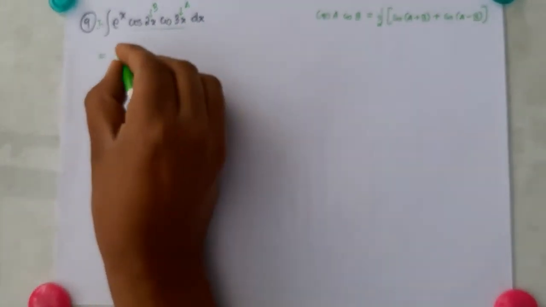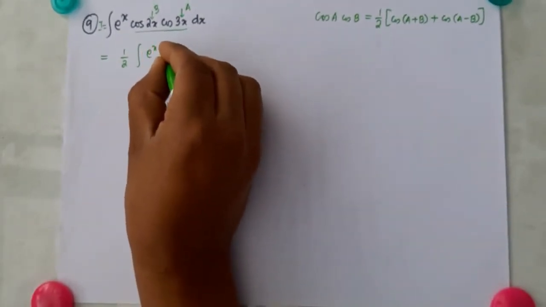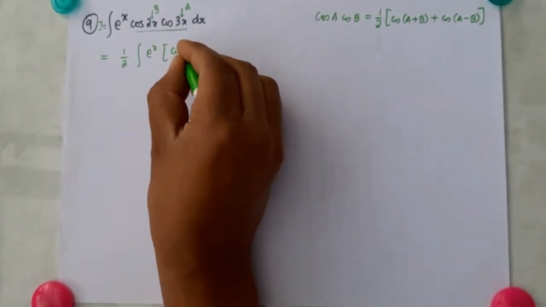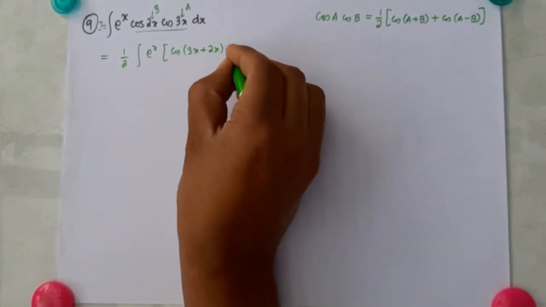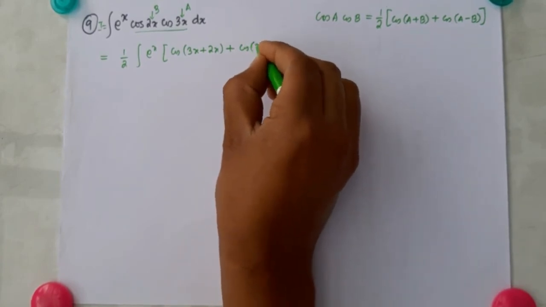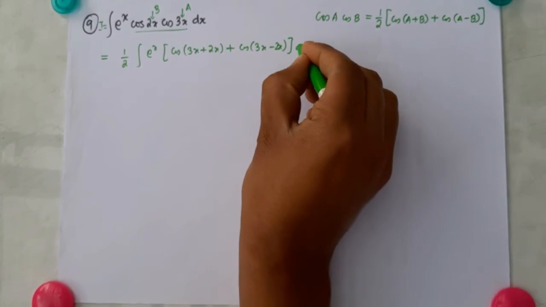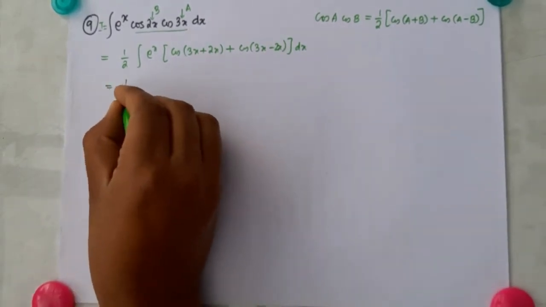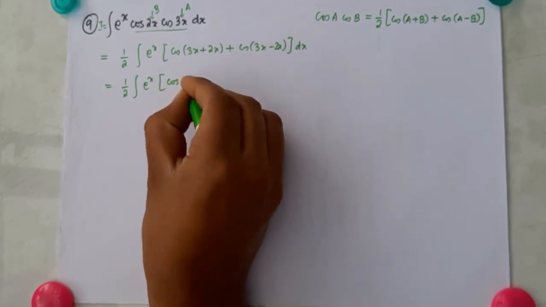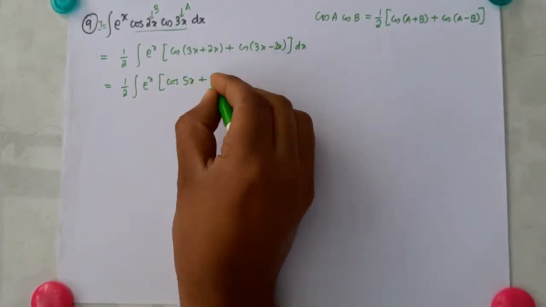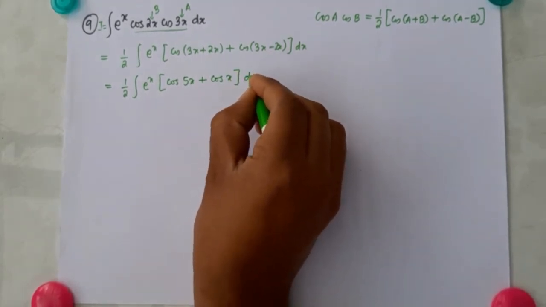So cos a cos b is half, so this half can be kept outside the integral sign, e to the power x. So this becomes your cos a plus b, that is 3x plus 2x, plus cos a minus b, that is 3x minus 2x, I'm sorry, 2x, dx. So this is half integral e to the power x. Now this is cos 5x plus this is here cos x, isn't it, dx.